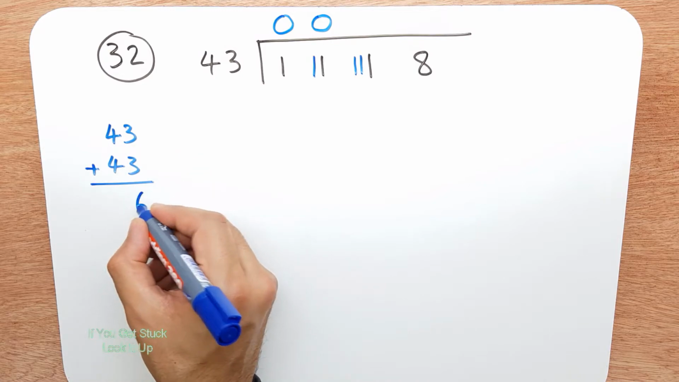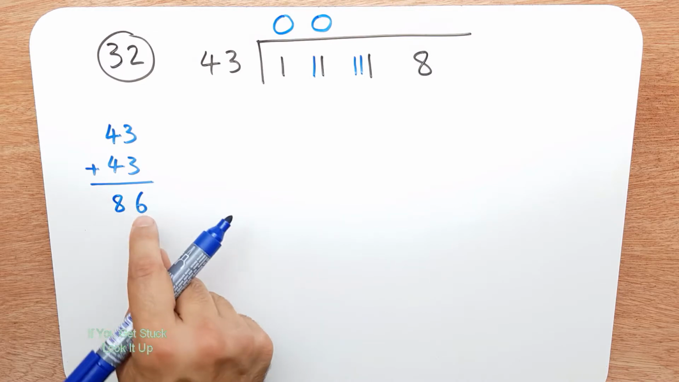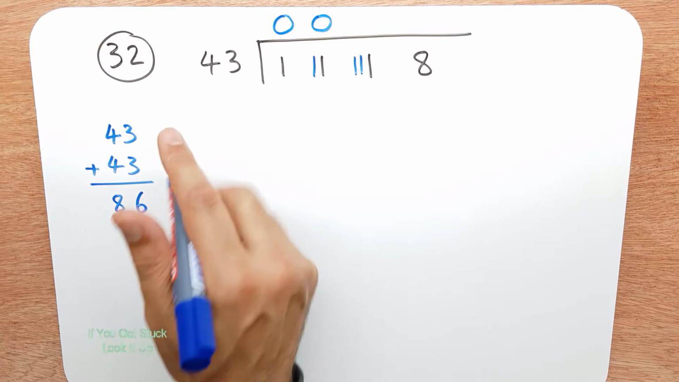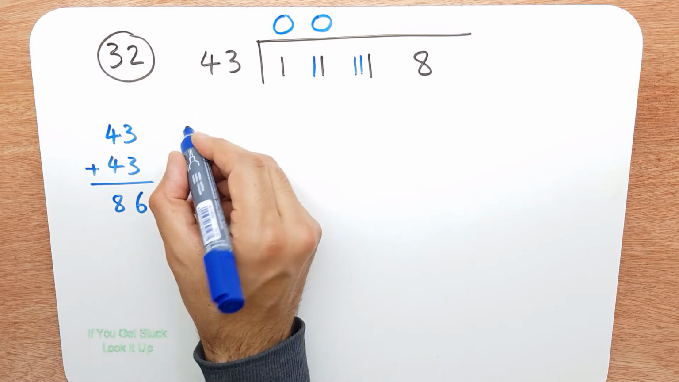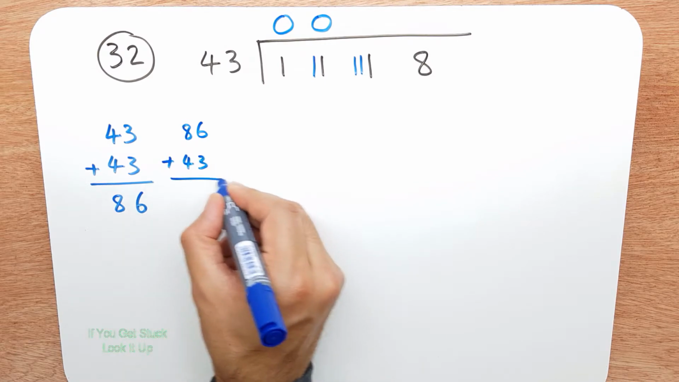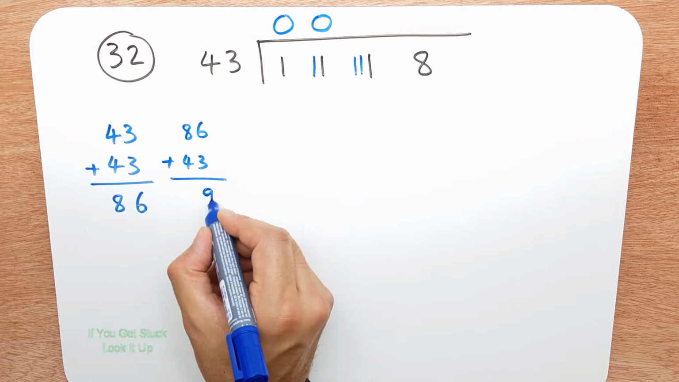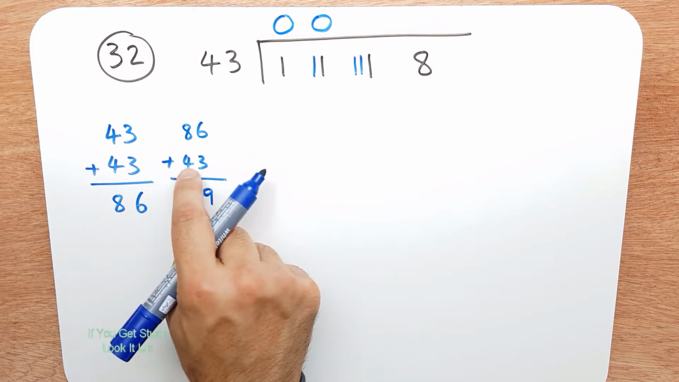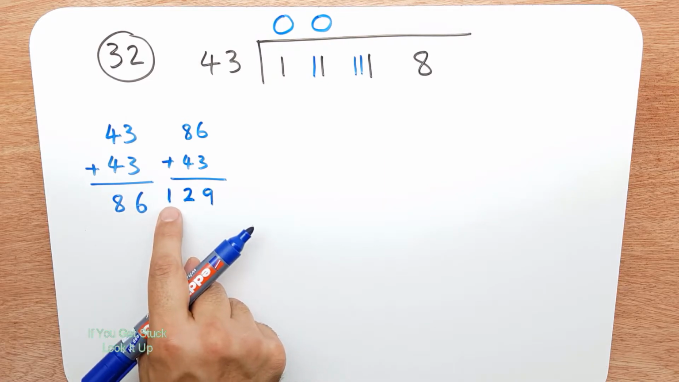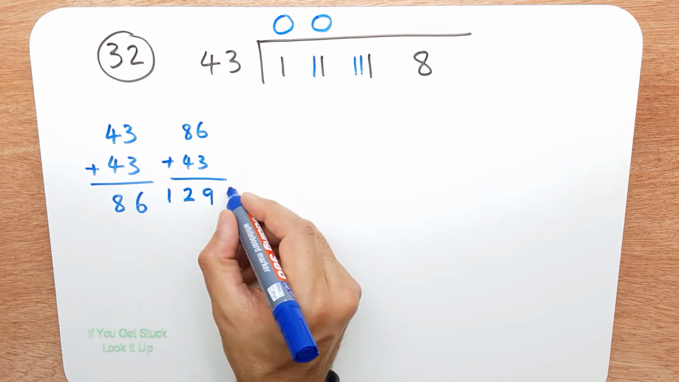3 add 3 is 6. 4 add 4 is 8. 86. But I've got 111. So can I add another 43? Let's have a look. Start with 86, add another 43 and see what we get. 6 add 3 is 9. 8 add 4 is 12. Put the 2 there, carry the 1 over. So that's 129, but that's more than 111, so that's no good to us at this moment in time.